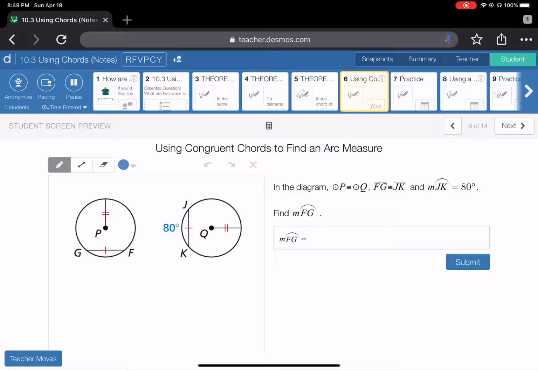All right, so let's use congruent chords to find an arc measure. In this diagram, we know that circle P is congruent to circle Q, so these are two identical circles. We know that FG is congruent to JK. Let's label those with colors. FG is the same as JK. And we know that the measure of arc JK is 80 degrees.